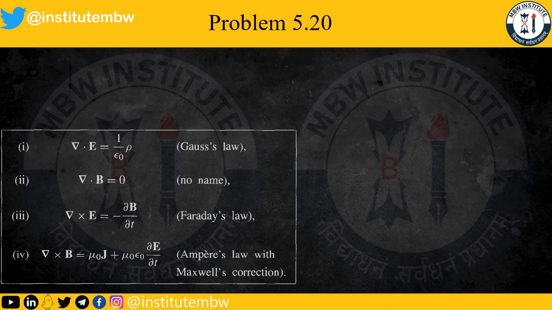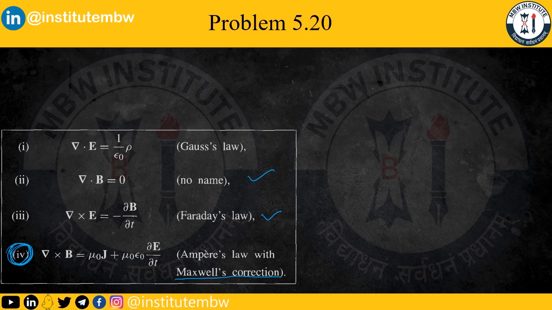We have checked this equation and this equation. However, without Maxwell's correction, we checked Ampere's law, which was not consistent, which was not valid. Now let's say we know Maxwell's correction. Now we have to check whether this fourth equation is correct or not.